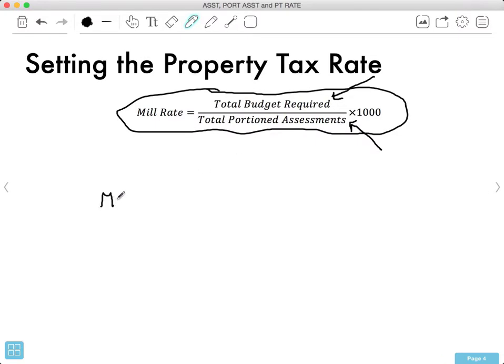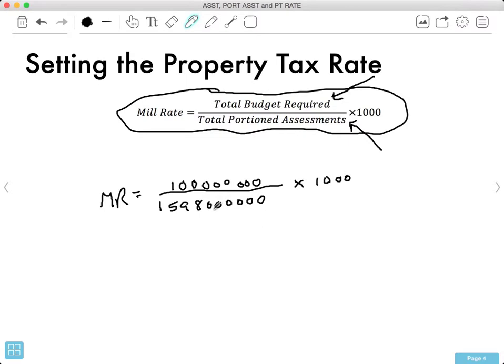So for example, and I'm just making this up, let's say a municipality needs to have a $100 million budget required. And their total portioned assessments are, let me see if I can count, $1,598,000,000 in total portioned assessments. And this calculation typically will involve very big numbers, okay, and then times 1,000 at the end.